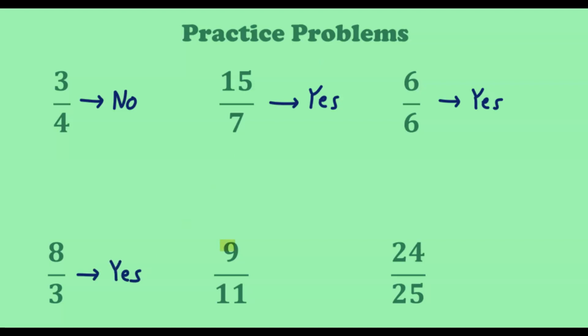Consider the next fraction. The numerator is 9 and the denominator is 11. 9 is less than 11, so the numerator is less than the denominator. It is not greater than or equal to the denominator, and so no, this fraction is not an improper fraction. Consider the next fraction. We have 24 over 25. The numerator is 24 and the denominator is 25. Now 24 is less than 25. That means that the numerator is less than the denominator. It is not greater than or equal to the denominator. And because of that, no, this fraction is not an improper fraction.